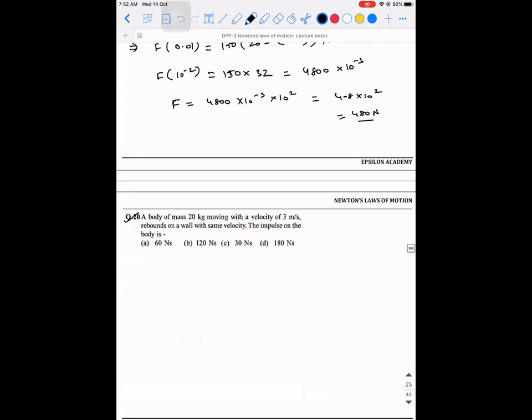An object of mass 20 kg moving with a speed of 3 meter per second rebounds on the wall with the same velocity. The impulse on the body is change in momentum, 20 into what is the change in velocity, guys? 6 meter per second. That's right. So it is 120 Newton second.